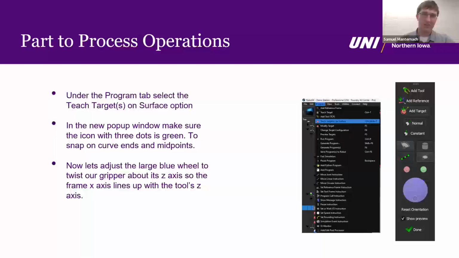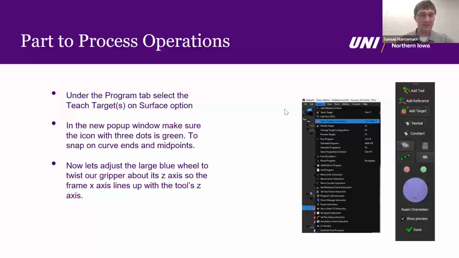So the first thing you're going to do is under your program tab at the top of your toolbar, you're going to select the Teach Targets on Surface option. You can see kind of a little drop down there. You're going to get a pop-up window that's going to show you a few options of how to orient your robot and arm in order to do these grabs. For us, we're going to adjust our wheel so that our gripper is now facing up. So it's going to be sandwiching both the gripper jaws around our part on the table.